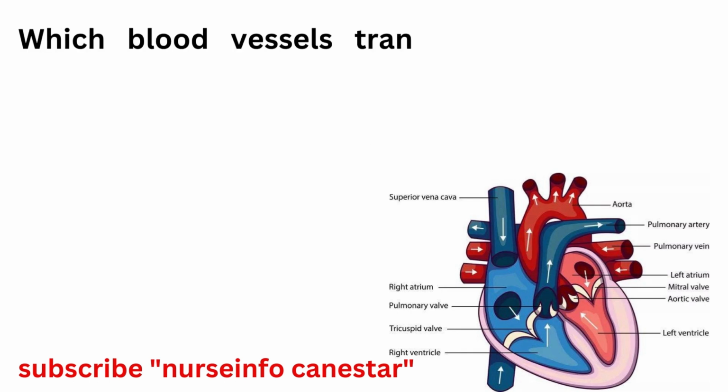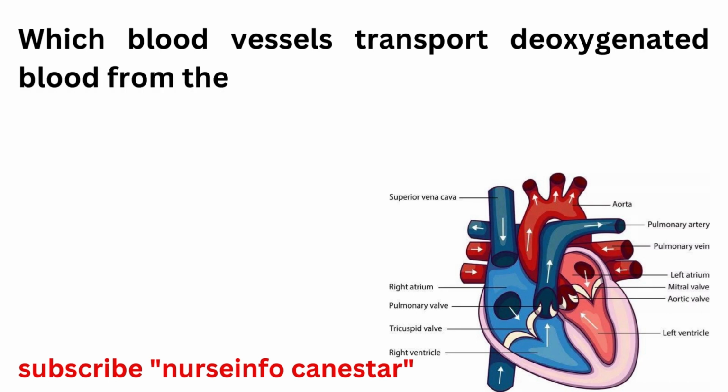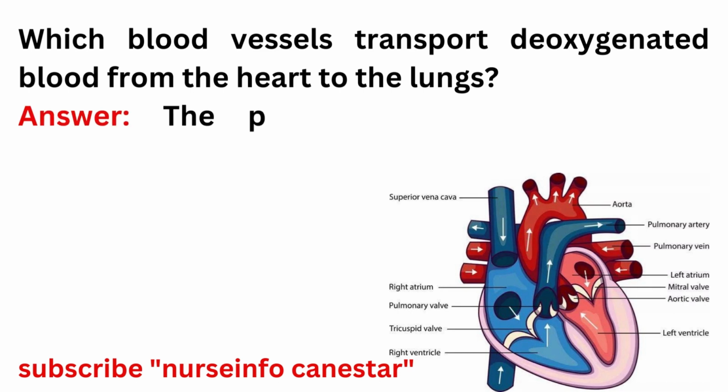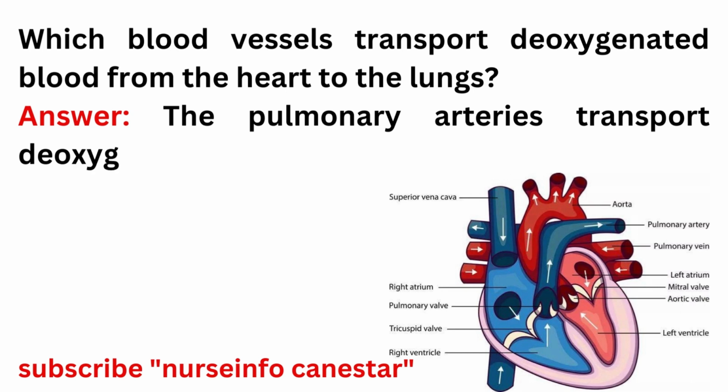Which blood vessels transport deoxygenated blood from the heart to the lungs? Answer: the pulmonary arteries transport deoxygenated blood from the heart to the lungs for oxygenation.